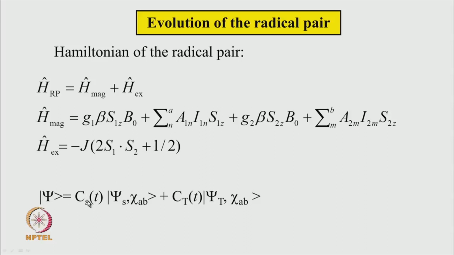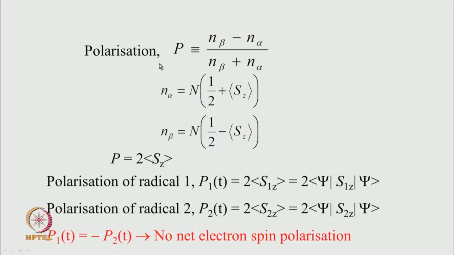So, the total wave function is a combination of the singlet radical pair and its own nuclear spin function, which could depend on the nuclear spin state. Similarly, for the triplet radical pair function and the nuclear coordinates of the corresponding radical pair. Remember that we defined the polarization to be n beta minus n alpha divided by the total number of spins. This can be easily calculated from the average value of the Sz angular momentum, where Sz gives the alpha spin and minus Sz gives the beta spin. So, P will be equal to 2 times the average Sz.